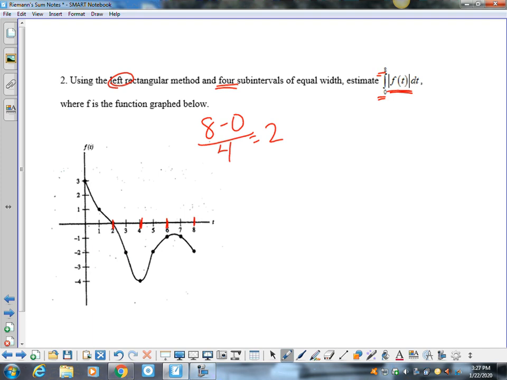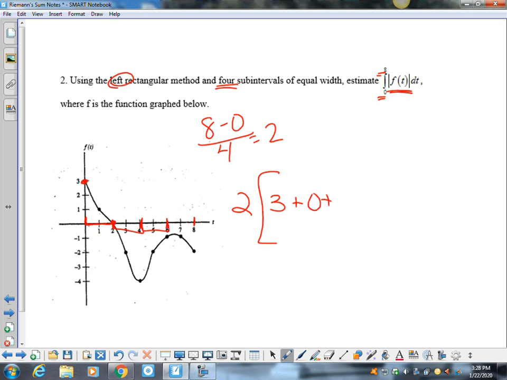I have this lovely graph. I want to do left hand, so for this one, I want this value. I'm going to go ahead and put my width is 2. Let's see, my first one's going to be a 3. Then for my second one, again, I want left hand interval, so that's going to be a 0.